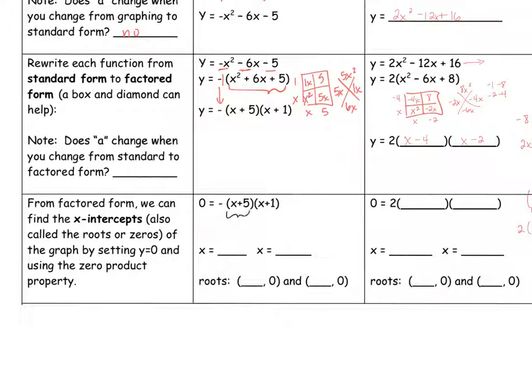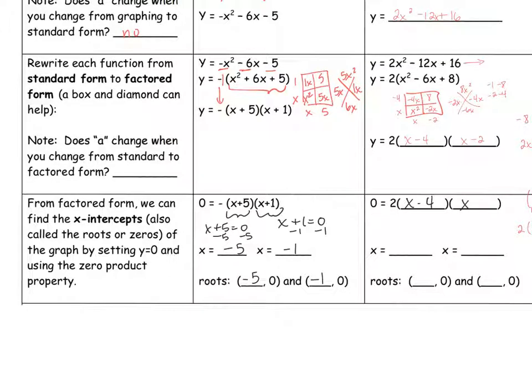So we take each of our factors, x plus 5, set it equal to 0. That's not a very good one, but x plus 1 equals 0. Subtract 5, subtract 5, subtract 1, subtract 1. So we have x equals -5 and x equals -1. So our roots, or our x-intercepts, and you'll hear those interchangeably, you'll most likely hear roots more than anything on these videos, are going to be -5, 0 and -1, 0.